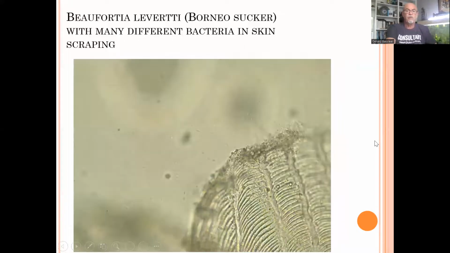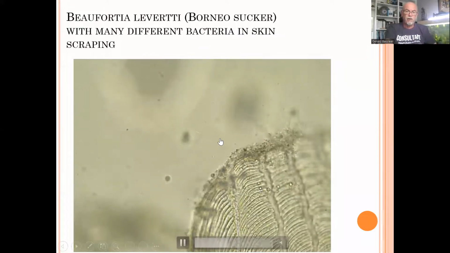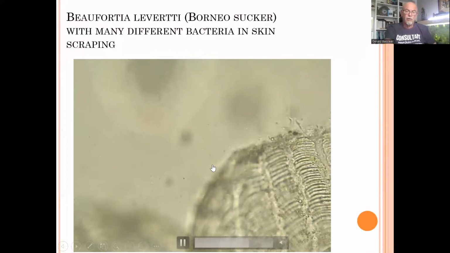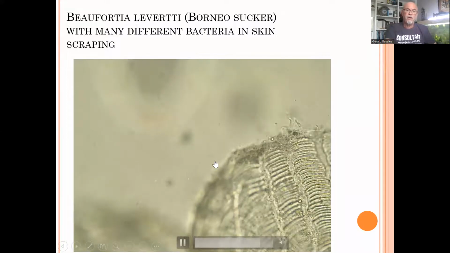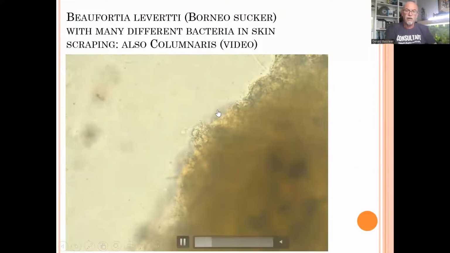It's all necrotic tissue. And if we look with the video, we see many different kinds of bacteria moving in the water. Small pointed bacteria and small filamented bacteria are all moving around in the skin scraping. And here we see it in a higher magnification. We see these highly motile bacteria.